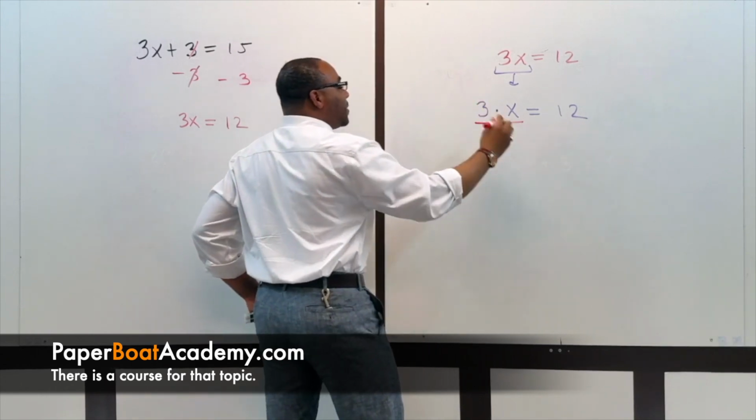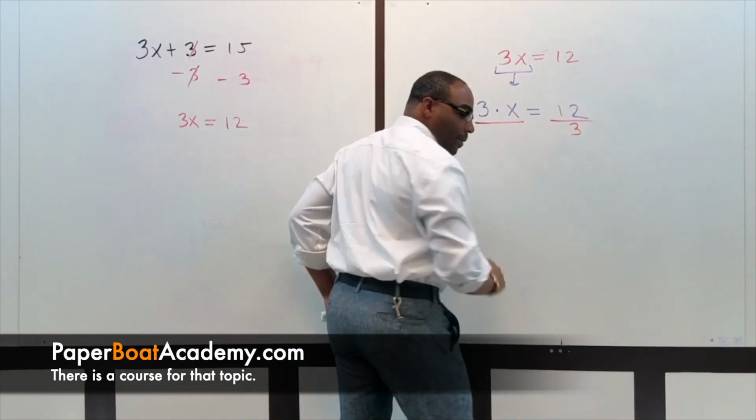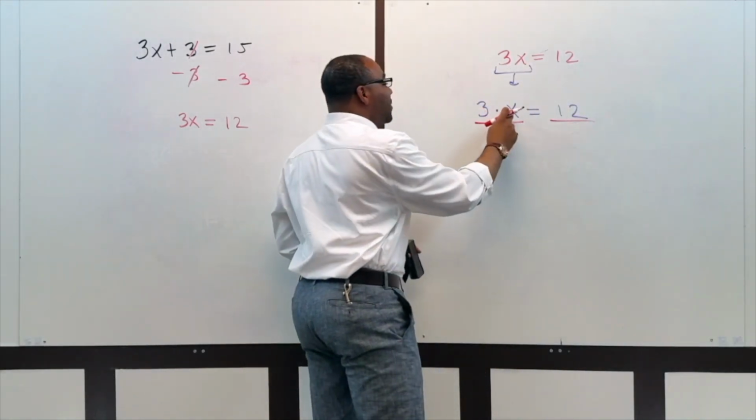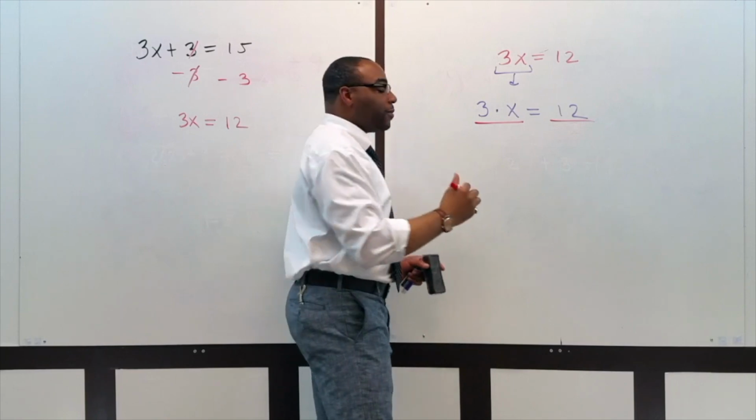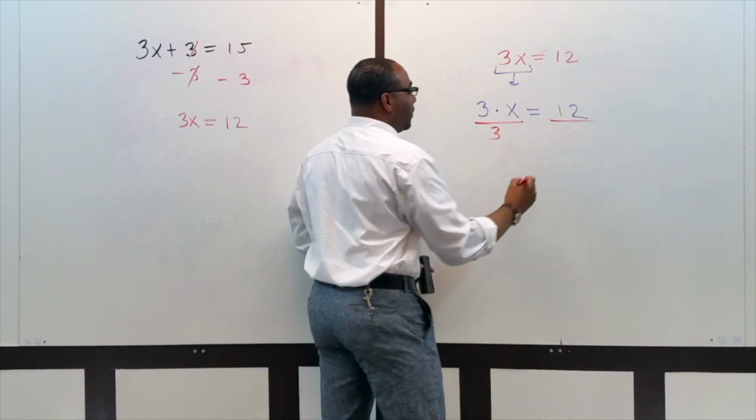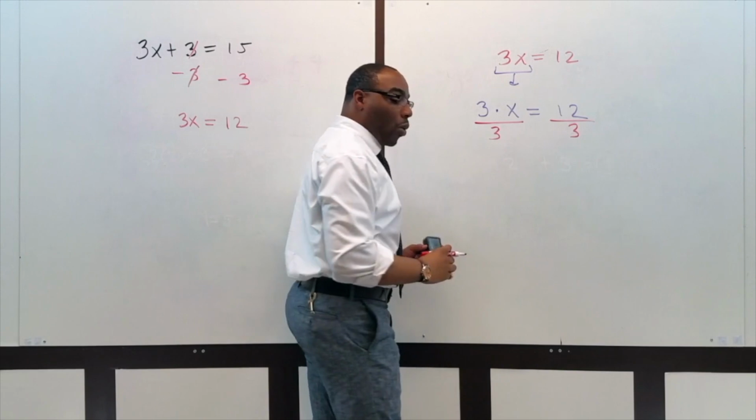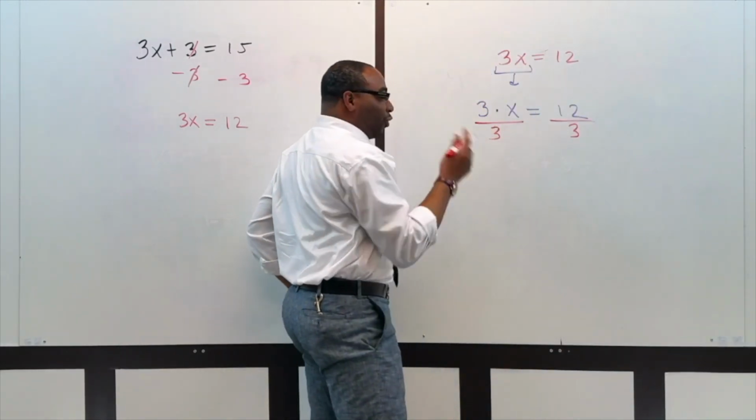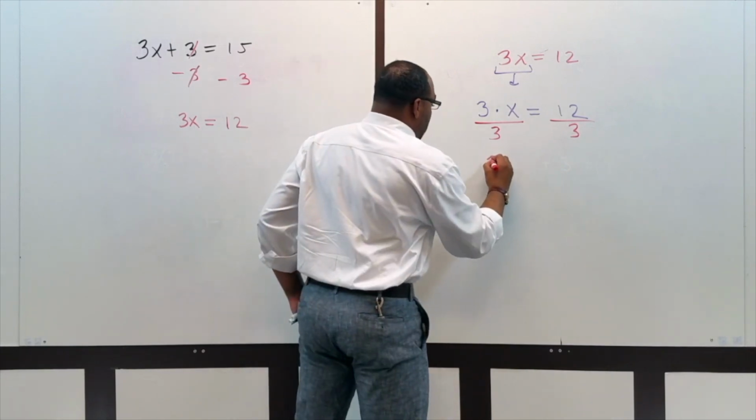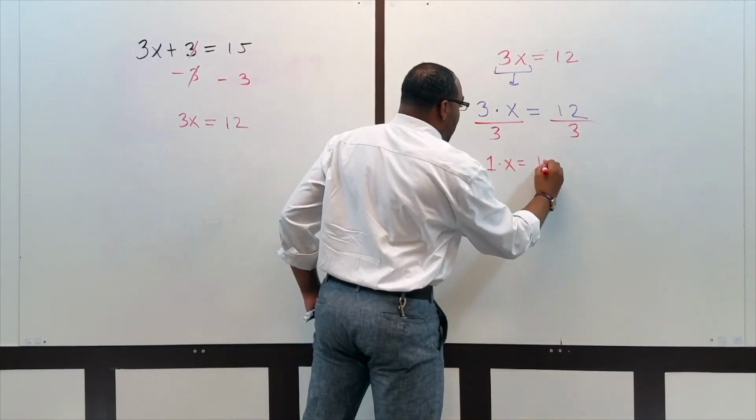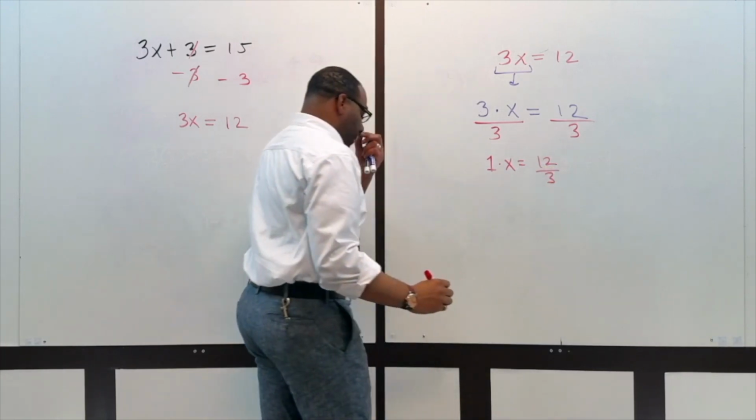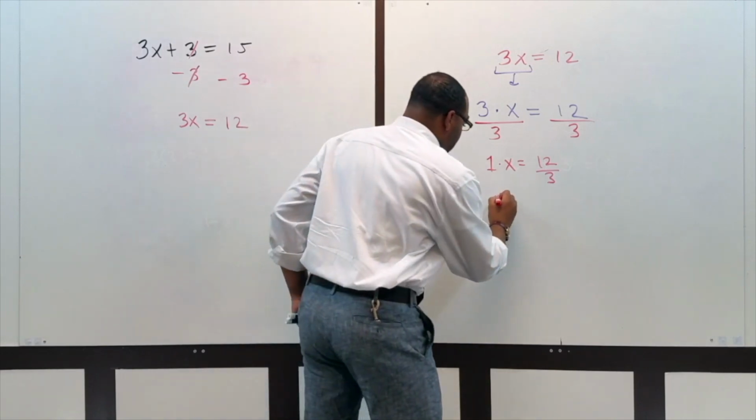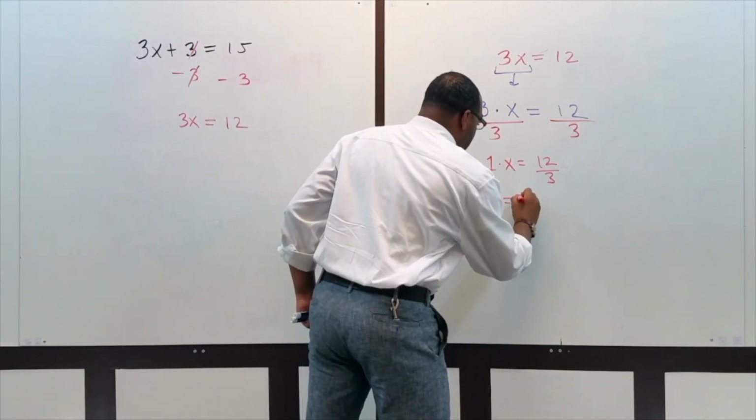If it's 3 times x, right? Getting too excited, I suppose. If it's 3 times x, how do we undo a multiplication? Well, we divide. You see that? And we divide both sides in order to be consistent, in order to keep our equation balanced. Now, what is 3 divided by 3 equal? It really just equals 1, so 1 times x is equal to 12 over 3. Now, 12 divided by 3, we know that very well. x is equal to 4.